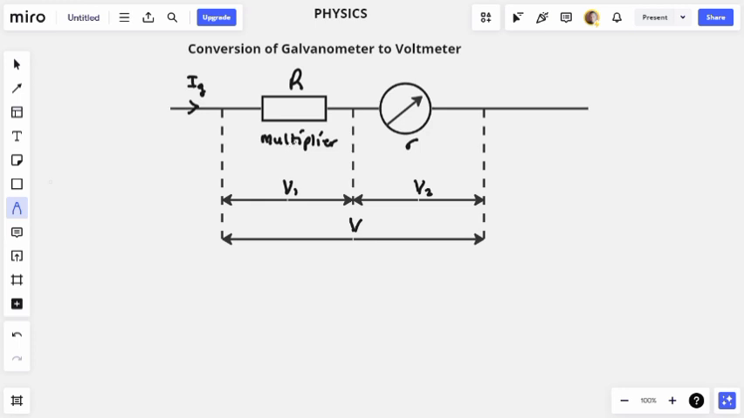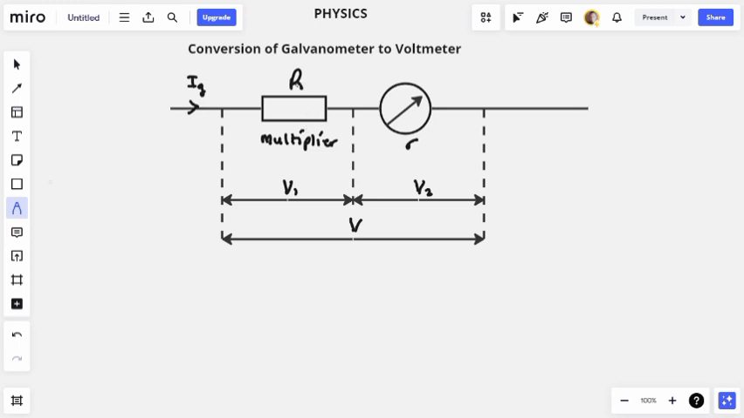The reason we call it a multiplier is that it multiplies the voltage. It increases the voltage drop across the entire network. This galvanometer on its own has a limited voltage it can take for it to function. But since we want to convert it to a voltmeter, which should be able to read a wider range of voltage, we connect a multiplier, or a resistor, so that this resistor will increase the voltage drop, thereby increasing the voltage range our voltmeter can read.